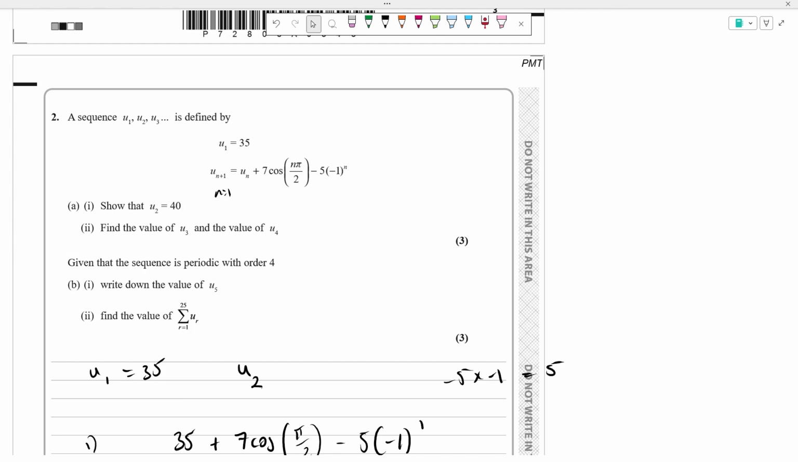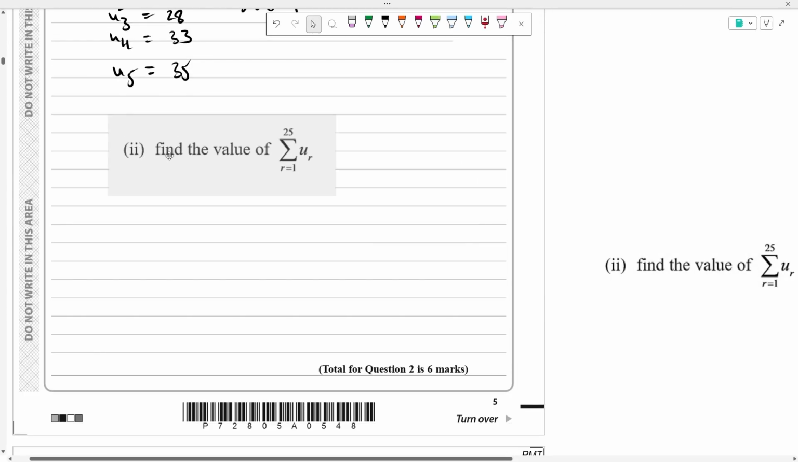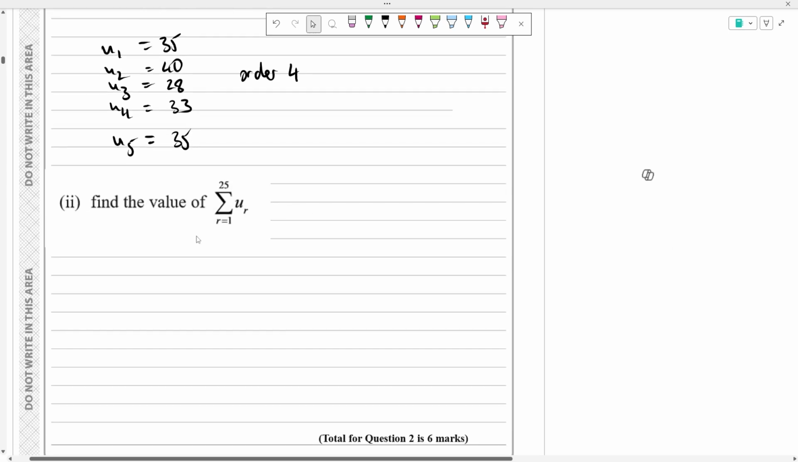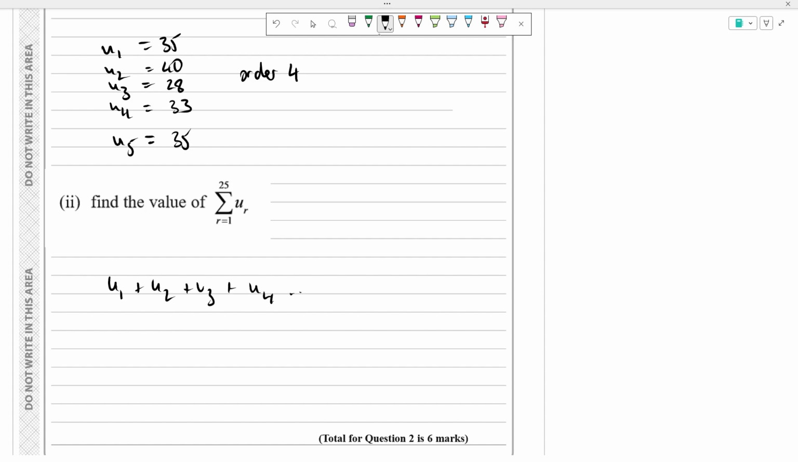Alright. I'm going to take a screenshot of this for part BII. And yeah, let's just keep it here. So essentially what this means is you have u1 plus u2 plus u3 plus u4 all the way to u25. This can be a bit tedious if you're trying to do it manually, like trying to work out u1, u2, u3, u4. And this is where your order comes into play.